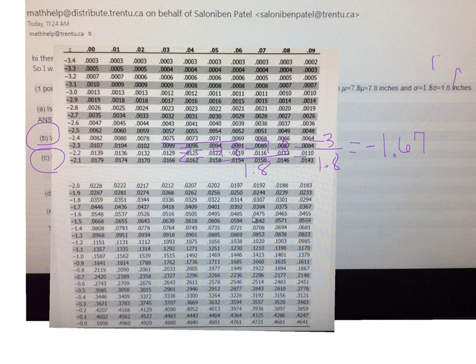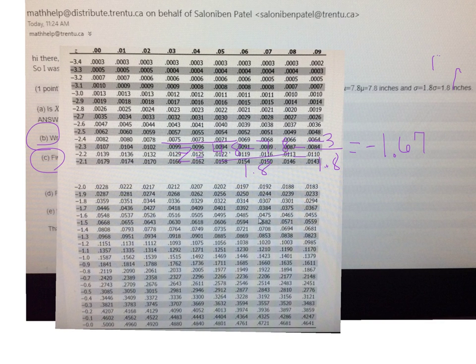So if I look at negative 1.67, I've got 1.6 here, and 1.67 goes all the way over to here, then I get a probability of 0.0475. But what that is on the normal curve, our z-score is here, and it's giving us this value.